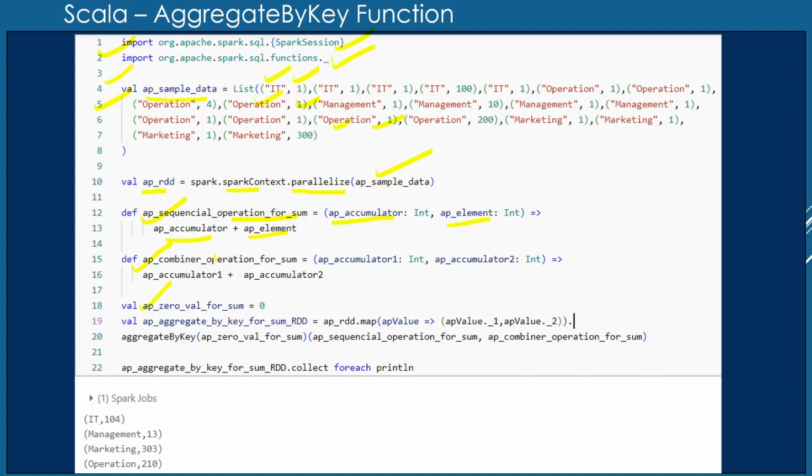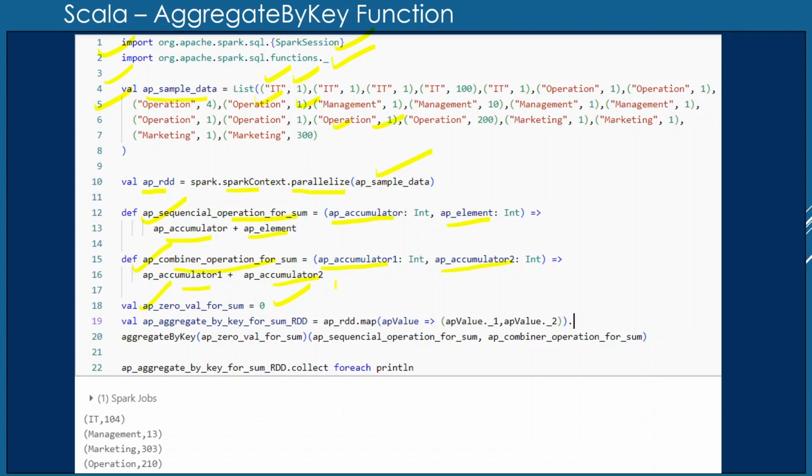In the second function, I am creating a combiner operation. In this combiner operation, I am passing two parameters, accumulator 1 and accumulator 2, and I am just adding accumulator 1 and accumulator 2. Then I define a zero value for the sum as 0, because whenever we use aggregateByKey, it will initialize the accumulator for each key with 0.